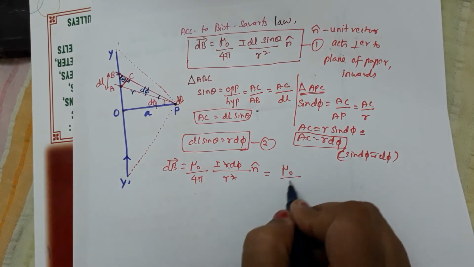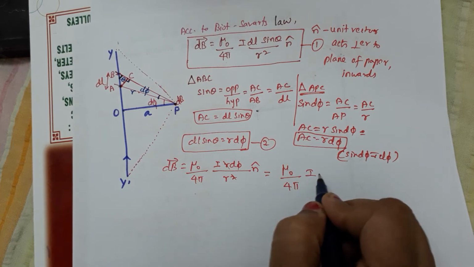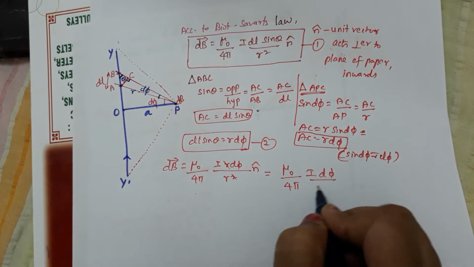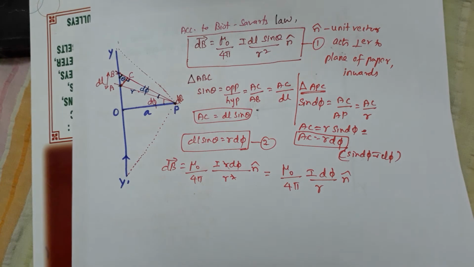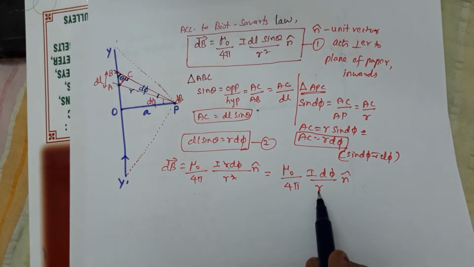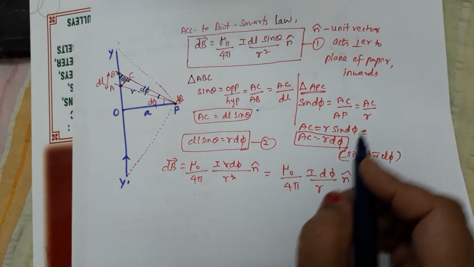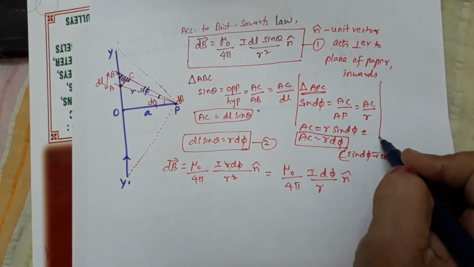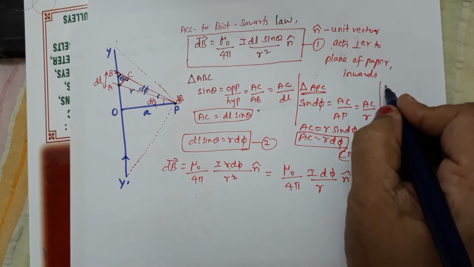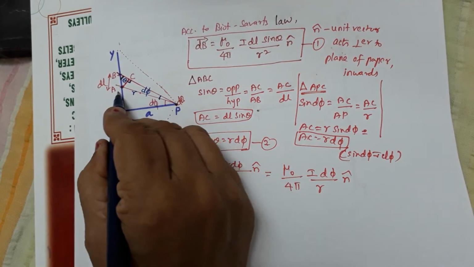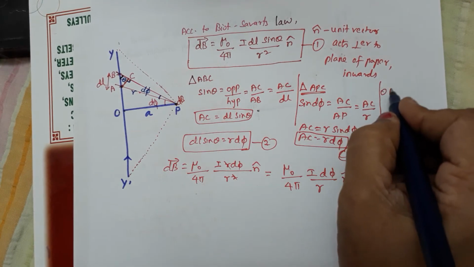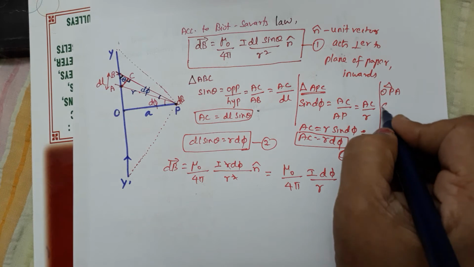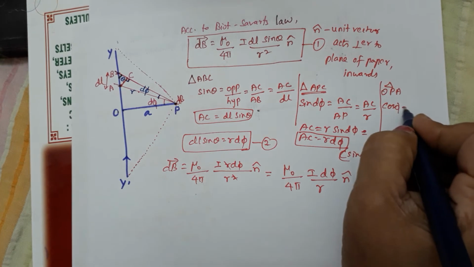Mu naught by 4 pi I d phi by r into n cap. We are going to find out what r is and substitute it here. For that you have to consider the third triangle, children. I will write it here. Which triangle? The third triangle, triangle OPA. So from triangle OPA, what is cos phi equal to?